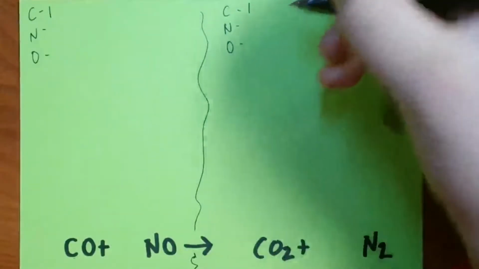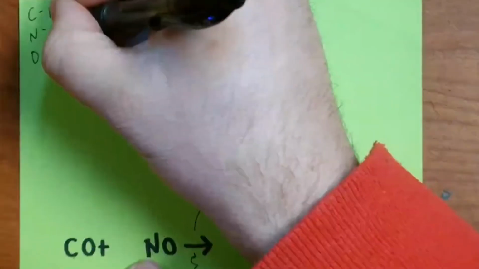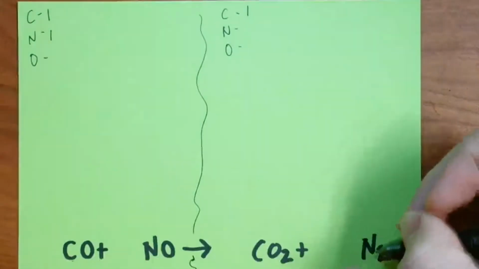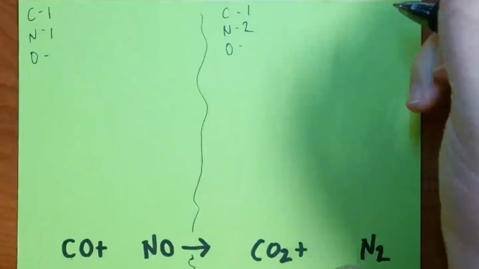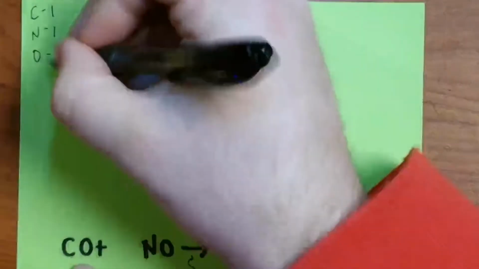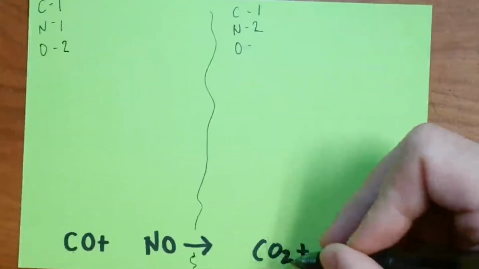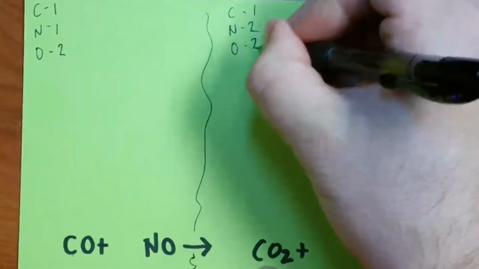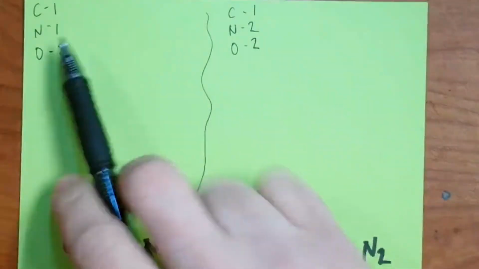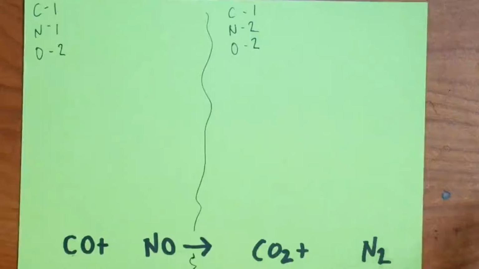We have 1 nitrogen on that side. We have 2 nitrogen on that side. And we have 2 oxygen on that side. And we have 2 on that side as well, with the subscript. All right, so obviously the only thing that's messed up is the nitrogen, so we got to fix that, right?